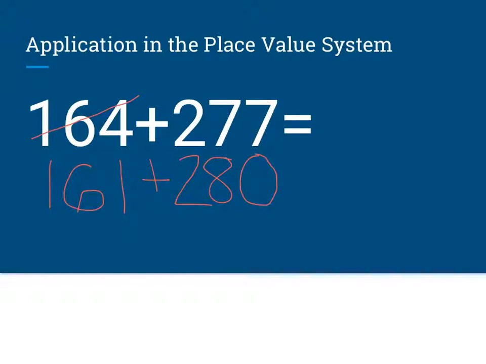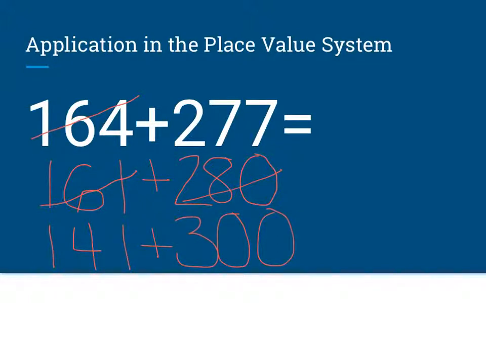Now I look at 280 and realize that that is only 2 tens away from being 300. So I'm going to compensate again. I'm going to take 2 tens from 161, consider it 141, and give those 2 tens to 280, so I can consider it as 300. Now looking at that, I know that 300 and 100 more would be 400, and my sum would be 441.